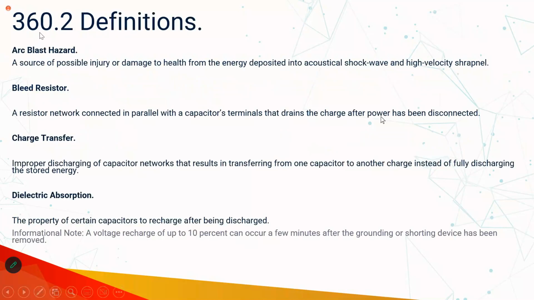In 360.2, you are going to find different definitions related to arc blast, bleed resistor, charge transfer, and dielectric absorption. Arc blast is a source of possible injury or damage to health from energy deposited into an acoustic shock wave and high velocity shrapnel. So the definition we discussed at the start is not related to energy, but to shock waves and high velocity shrapnel, and it is calculated in pounds per square foot.